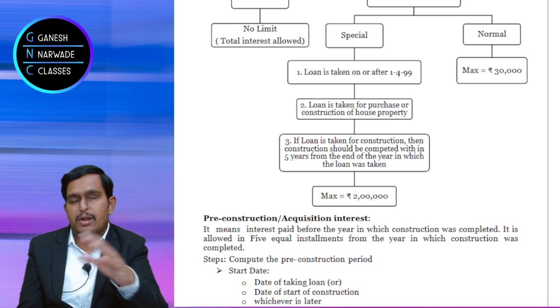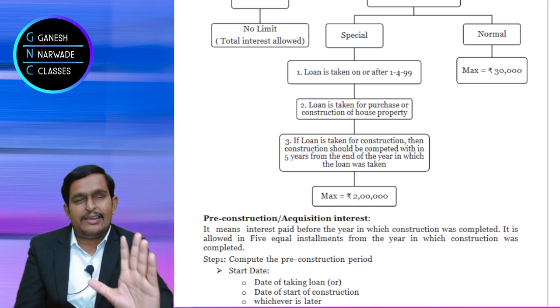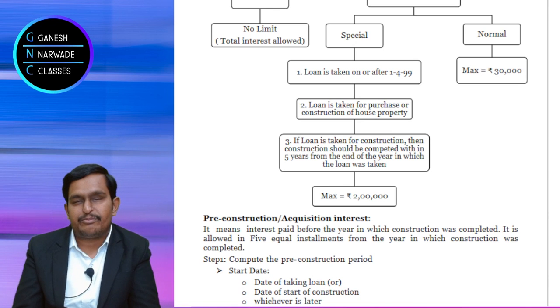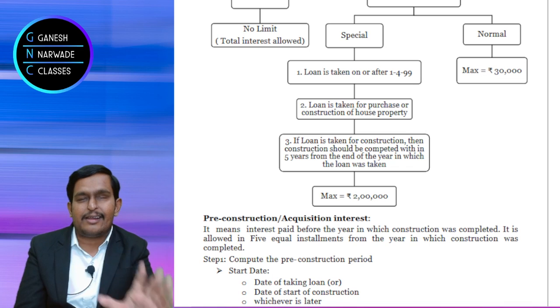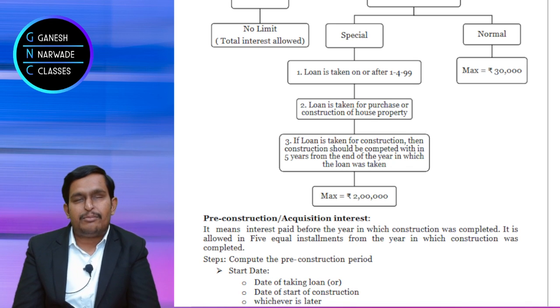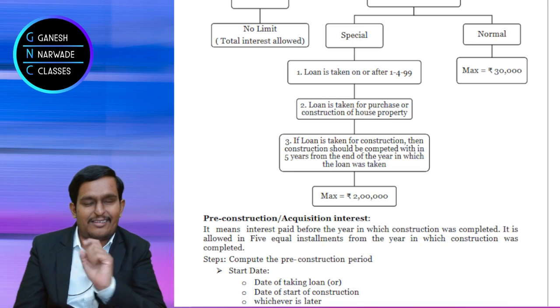Suppose the property is let out, then there is no limitation; the entire interest paid will be allowed as deduction. But if it is a self-occupied house property, then we divide it into two parts, special case and others.